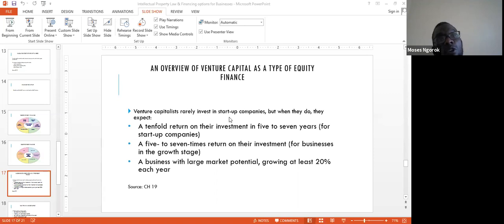Like I mentioned earlier, you need to assess your business and say, okay, who do I approach? Do I approach a venture capitalist, or do I approach an angel investor, or my family, or do I rely on my savings, or do I go to a bank? So very important. Just note that these people are interested in a business with already large market potential. So at least it must have been doing business. And that's not to discourage you though.